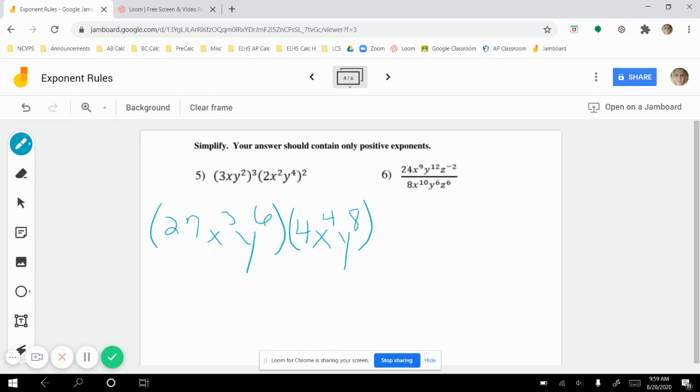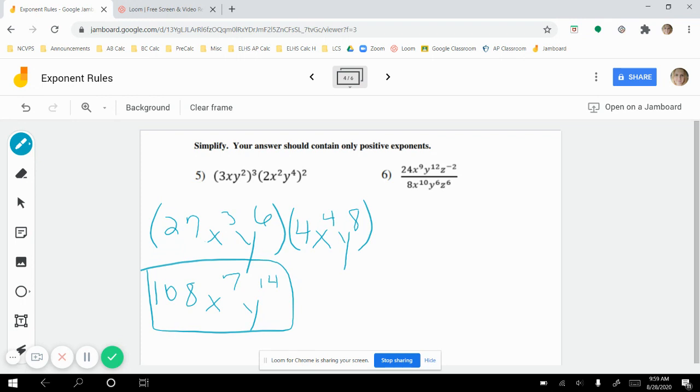Now we need to multiply. Look at the coefficients. 27 times 4 gives us 108. Take a look at our x's. We have x cubed times x to the 4th. This is when we add our exponents, so that becomes x to the 7th. Look at our y's. We have y to the 6th and y to the 8th. So this is when we add again the exponents, so that becomes y to the 14th. And that would be our final answer.